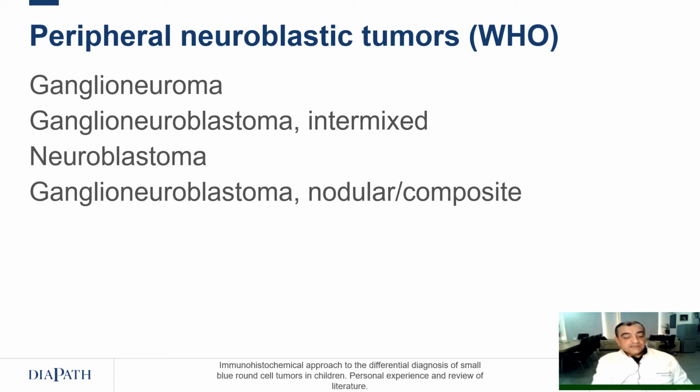Let's go to another of these entities, of the small round cell tumors, to the neuroblastoma. Let's see first of all that under the umbrella of peripheral neuroblastic tumors, according to the latest WHO classification, we have 4 entities, namely ganglioneuroma, ganglioneuroblastoma, neuroblastoma, ganglioneuroblastoma nodular, and intermixed and composite ganglioneuroblastomas.